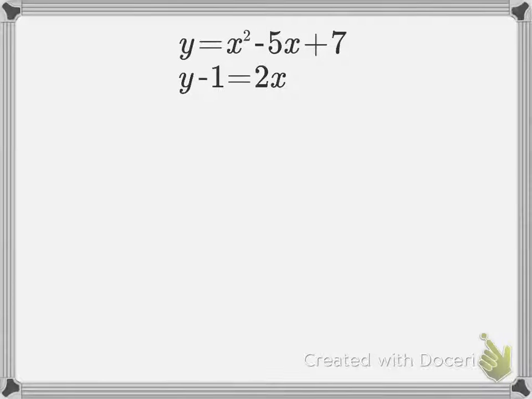In this video, I'm going to show you how to solve a linear quadratic system algebraically. So looking at this first example, right away I know that this is a parabola because I have an x squared, and this is a line because nobody is squared. So my parabola is already set equal to y.